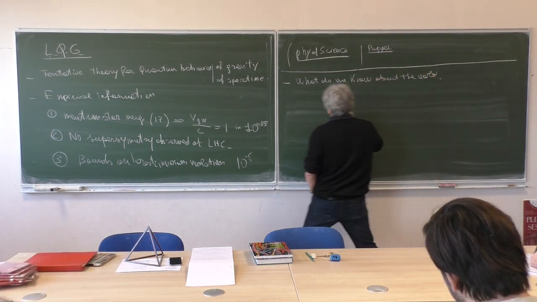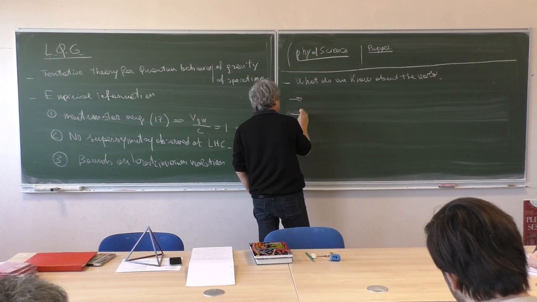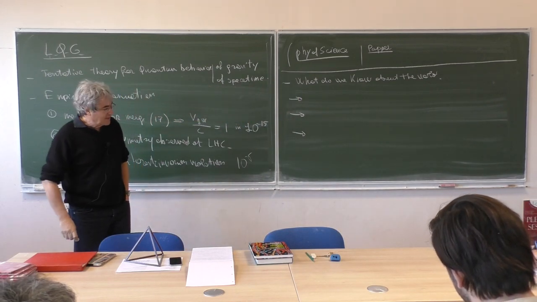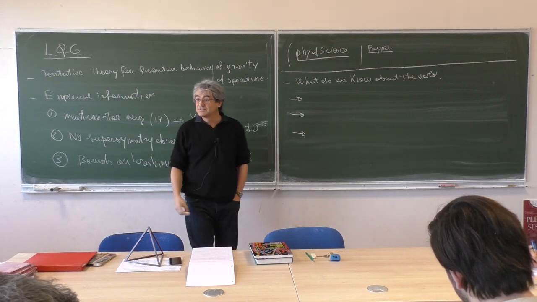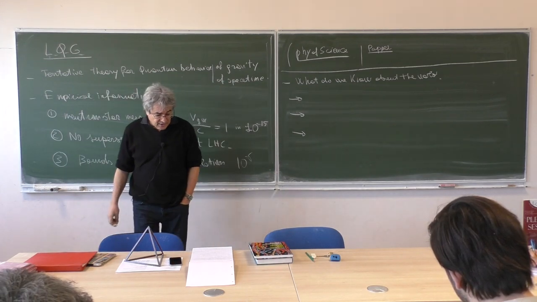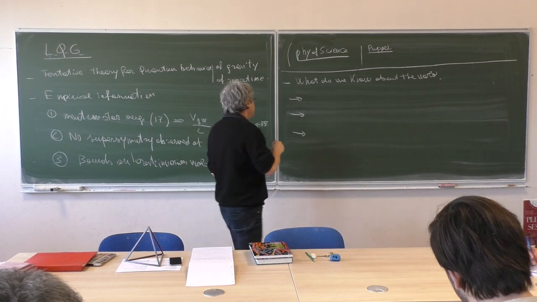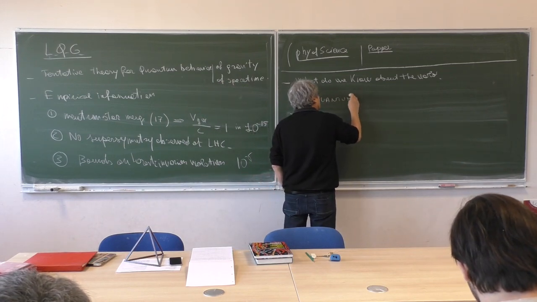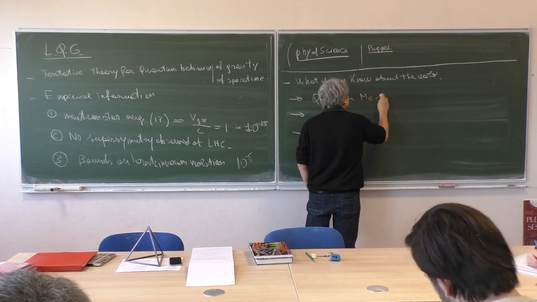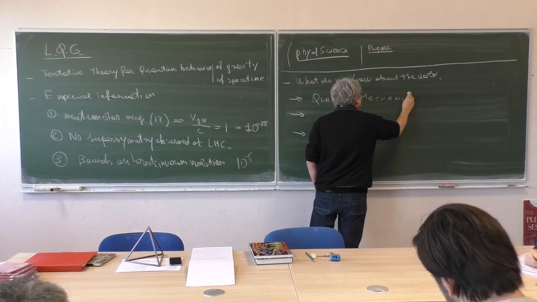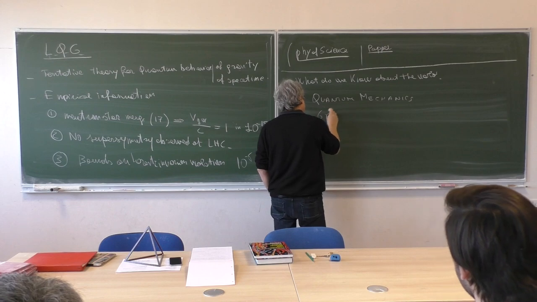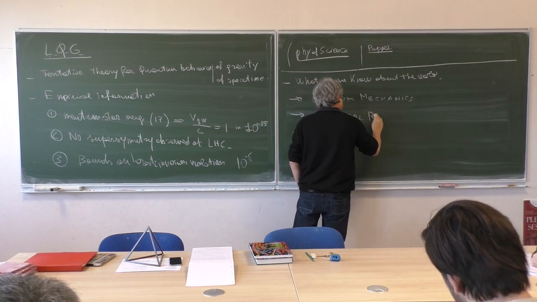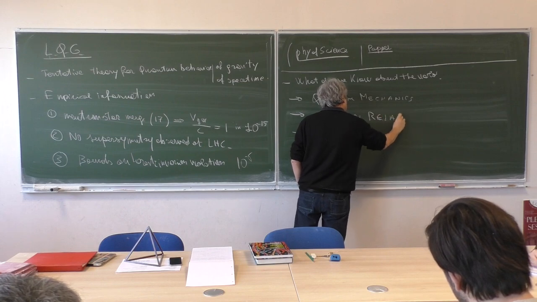We know three things, but we know them very well. And these are the three theories I mentioned at the beginning, whose success everybody was surprised by. And you know what they are. It's quantum theory, quantum mechanics, general relativity, and the standard model.